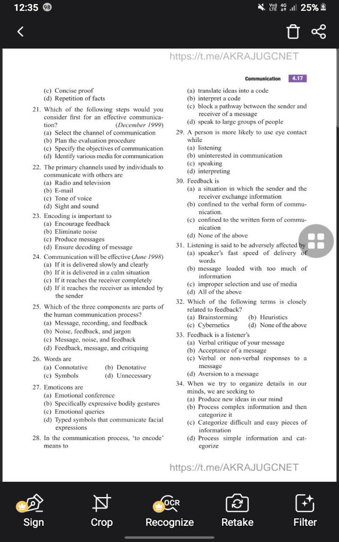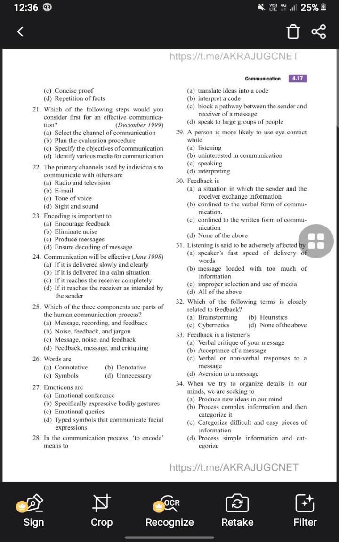That is important. Which of the three components are part of the human communication process? Twenty-five is C, message, noise, and feedback. Words are symbols, twenty-six is C. Emotions, twenty-seven is D, are symbols that communicate through facial expression. In the communication process, to encode means, twenty-eight is A, to translate ideas into a code. A person is more likely to use eye contact while, twenty-nine is A, listening.